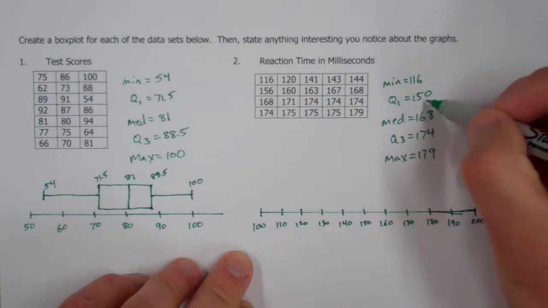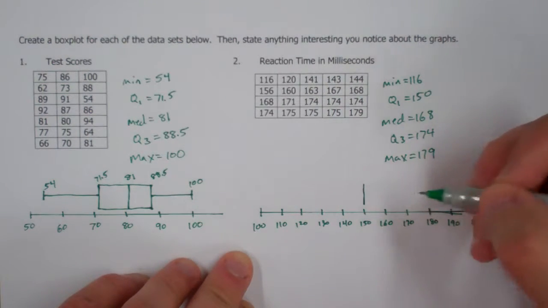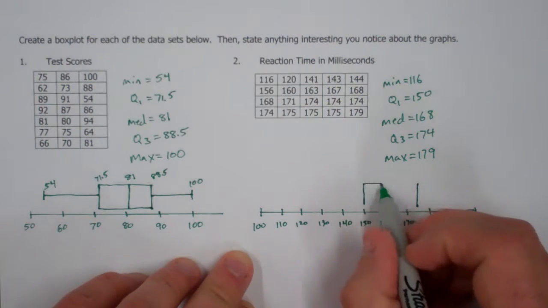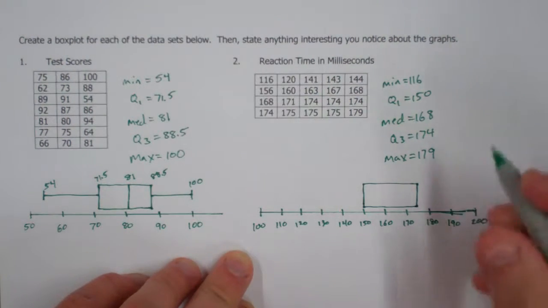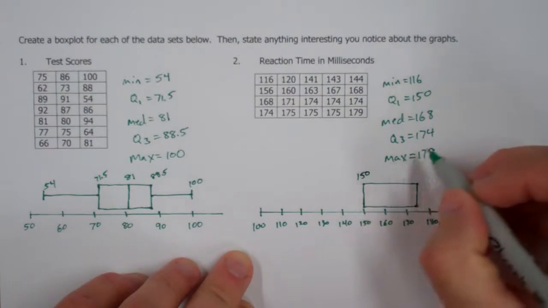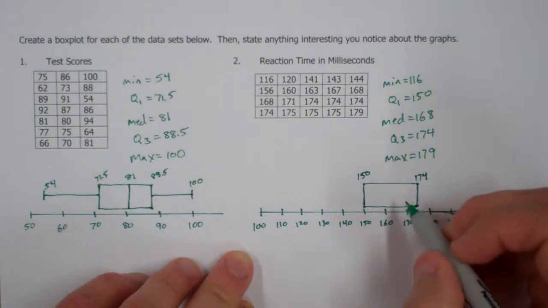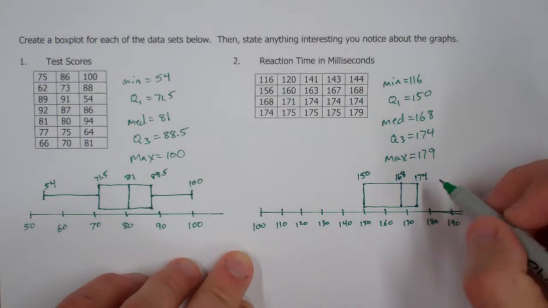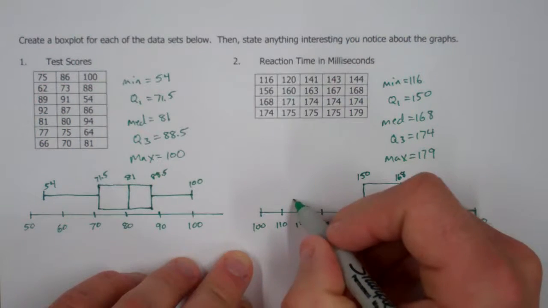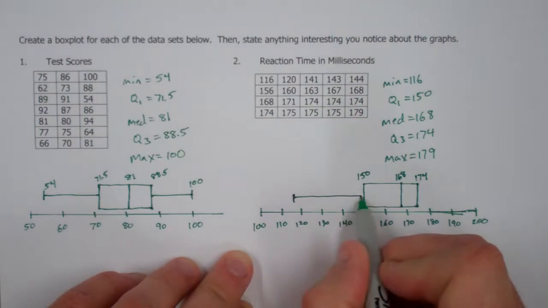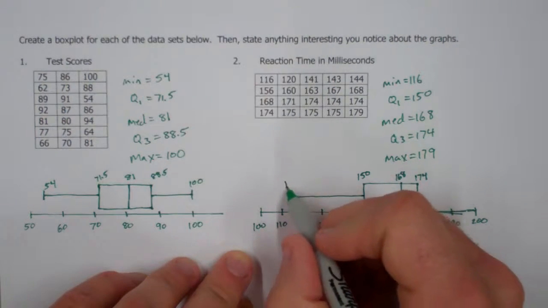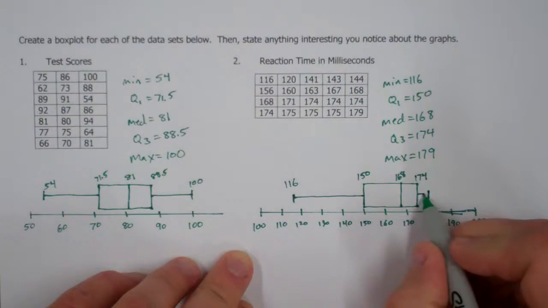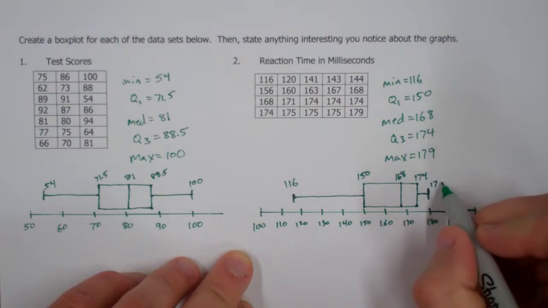Let's draw the box. So the left side is Q1, which is 150. We'll draw a nice long vertical line here. Q3 is 174, so that's about right there. And we can draw the box. We can put those two numbers right here, and then 174 right here. The median's at 168, so we draw a vertical line right in the middle of the box. 116 is right here, and we draw a smaller vertical line, connect that to the middle, and then we've got 179 as the max, so that's going to be right here. And there's your box plot with the 5-number summary.